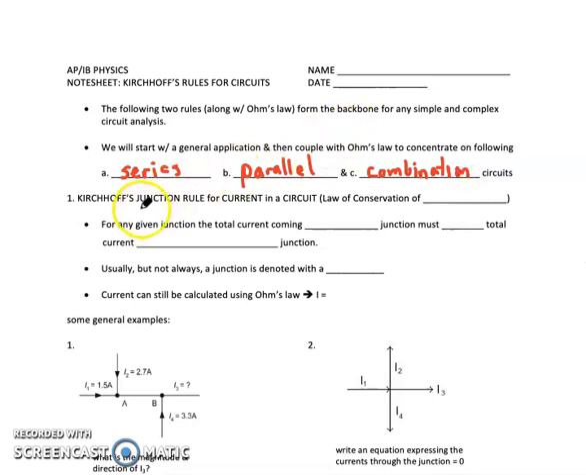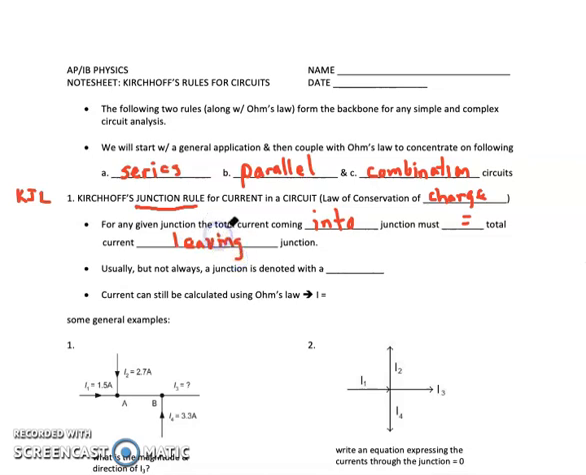The first rule we're going to learn, and you want to remember these names, is Kirchhoff's junction rule. I sometimes abbreviate that KJL. Kirchhoff's junction law or rule. It's ultimately a statement of the law of conservation of charge. So this is not new physics, it's just an application for a circuit. It's a very simple statement. For any given junction, the total current coming into a junction must equal the total current leaving the junction.